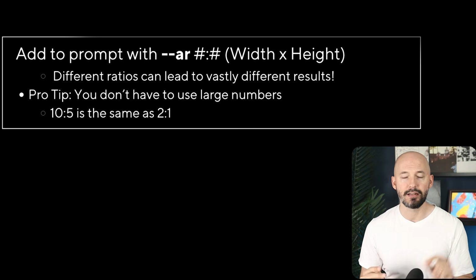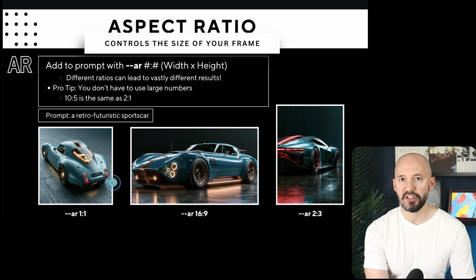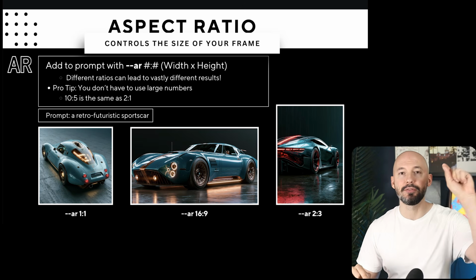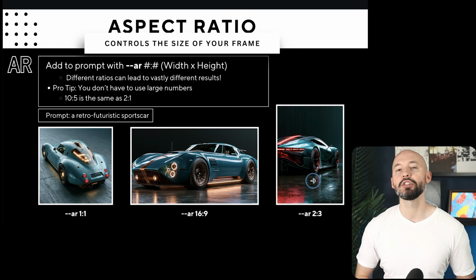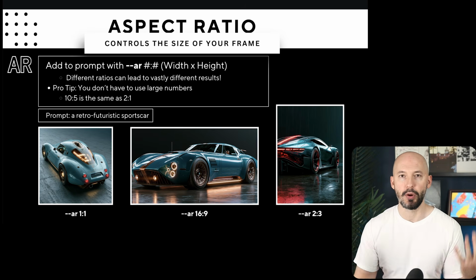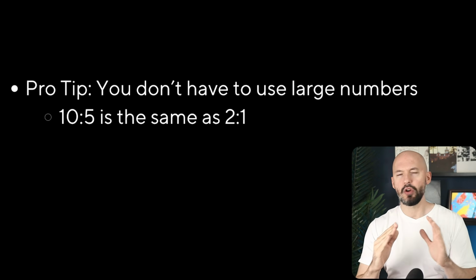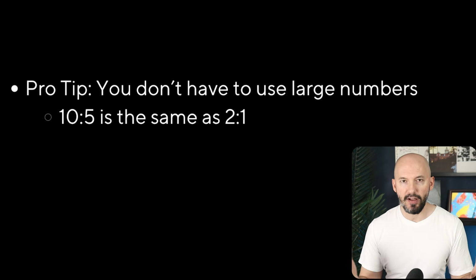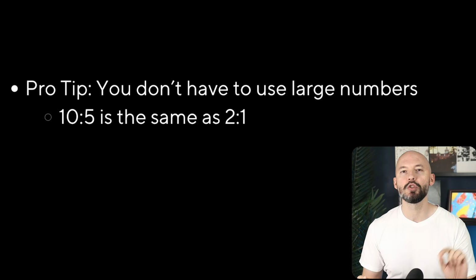Width by height. 1 by 1 is a square ratio. 16 by 9 means we have 16 units wide and 9 vertical. When the second number is larger, it means our images are going to be vertical. 2 by 3 is a traditional poster size. And the pro tip is you don't have to use really large numbers. Like if you wanted to try 10 by 5, that's the same thing as saying 2 by 1.